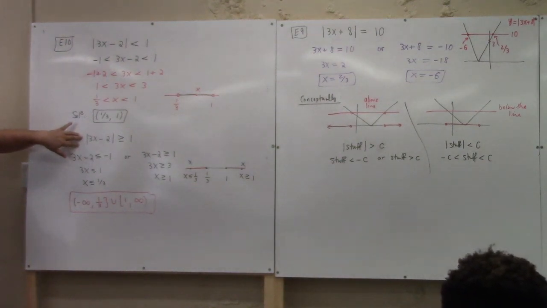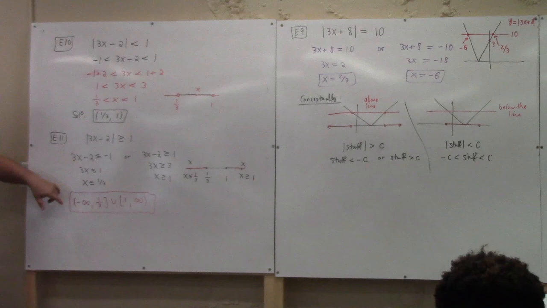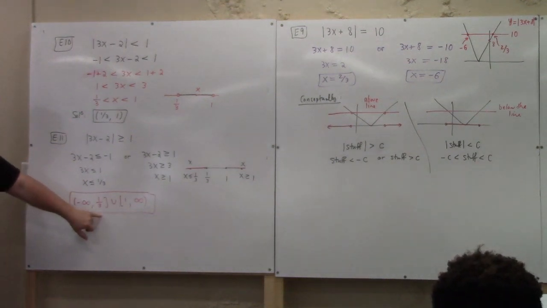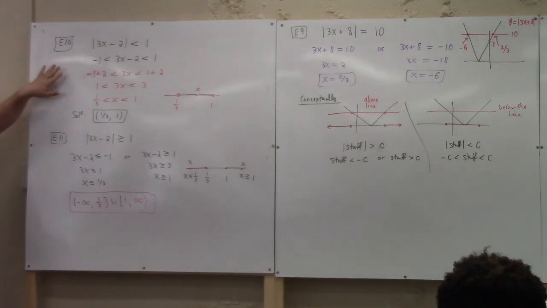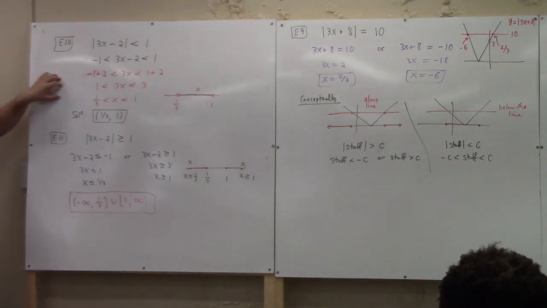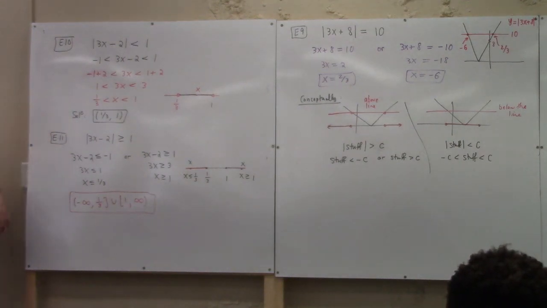And indeed, that's what we see in the solution, right? 1/3 to 1 is the solution to example 10, but then everything outside of this open interval, namely minus infinity to 1/3, and then 1 to infinity is in the other one, because these are complementary problems. I did this on your test. I did this exact same sneaky thing on your test, the first test.